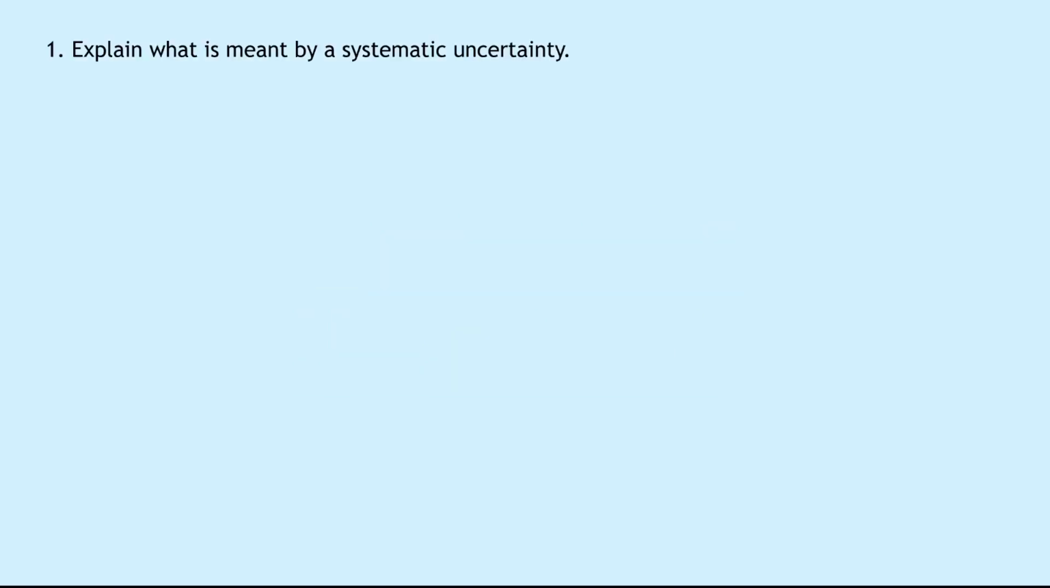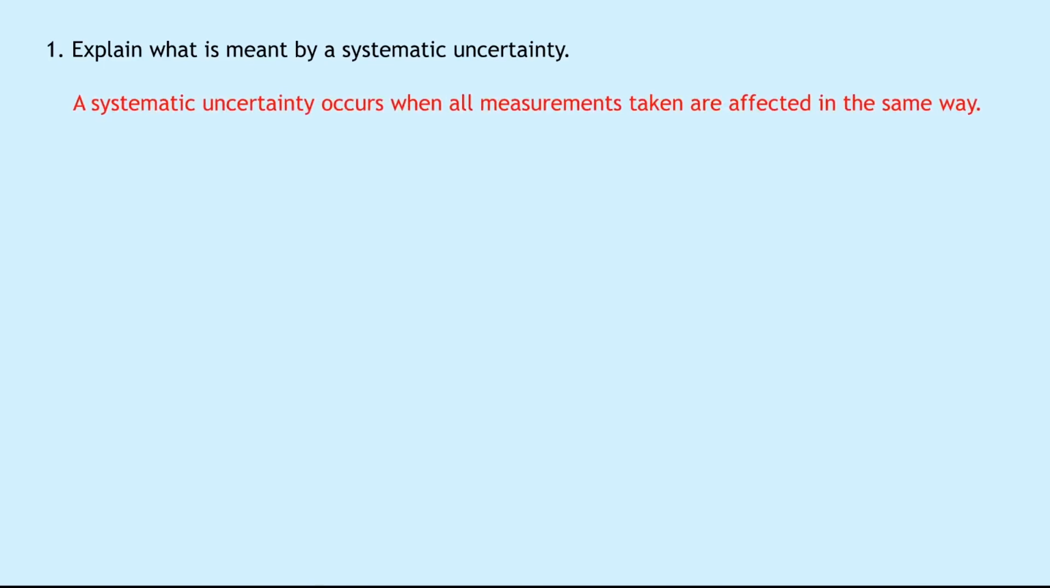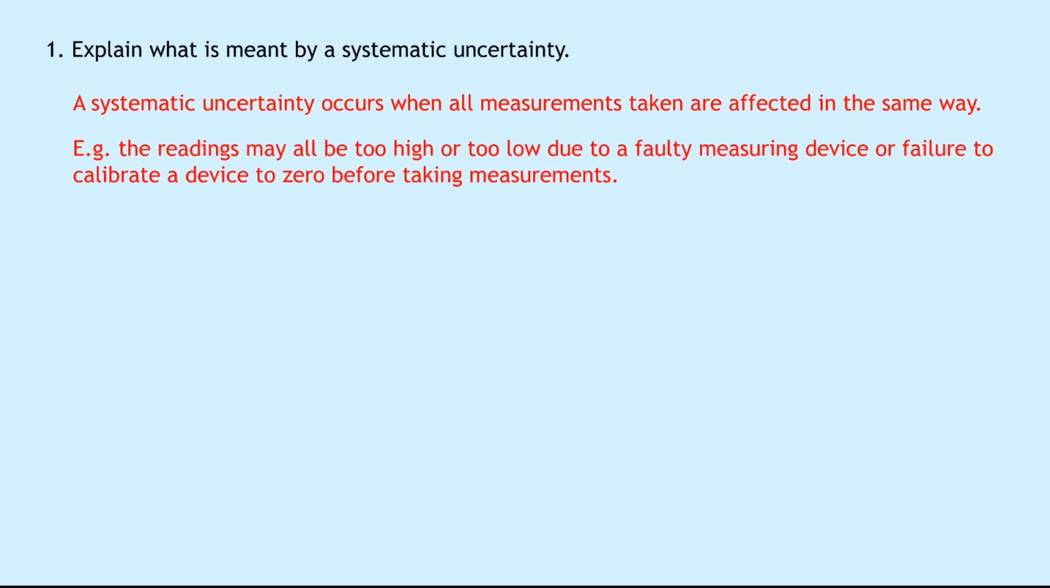The last couple of examples to look at are for systematic uncertainty. So question 1 says simply explain what is meant by a systematic uncertainty. Well, remember that a systematic uncertainty occurs when all measurements taken are affected in the same way. So this is straight from the theory, straight from the notes. For example, the readings may be all too high or all too low due to a faulty measuring device or failure to calibrate a device to 0 before taking measurements. And remember, we can see systematic uncertainties on graphs because they might be offset from the origin.